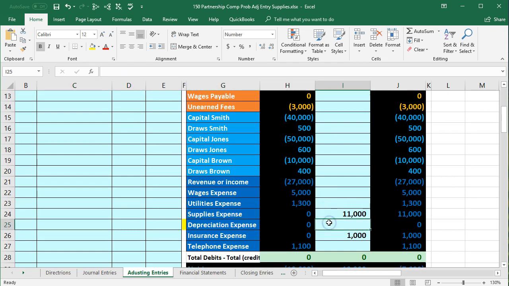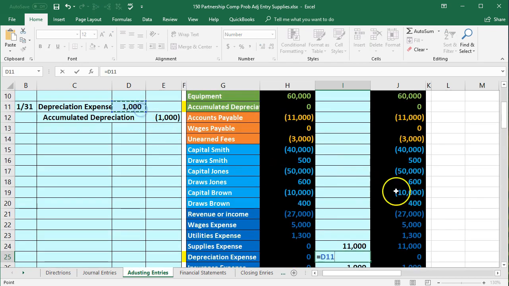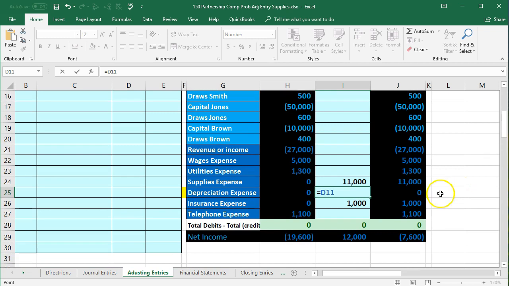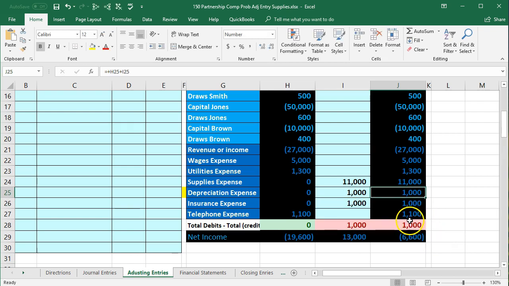We're going to be in the middle column in I-25, where we will say equals, scroll up just a bit, point to that 1,000. Once we hit enter, it'll bring this up by 1,000, the expense, put us out of balance by 1,000, bring net income down by 1,000. So there we have it. This goes up, out of balance. This goes down by 1,000.